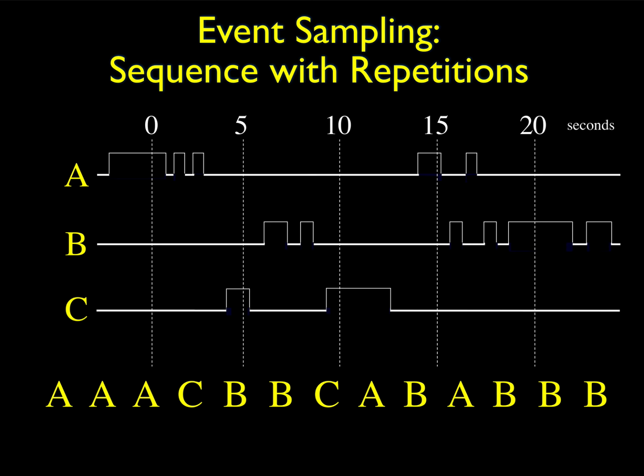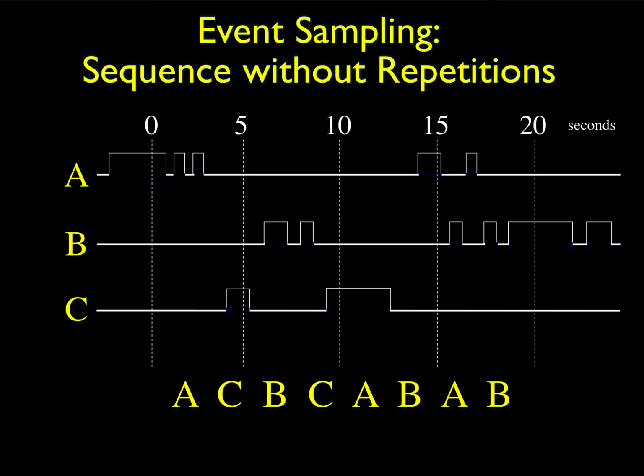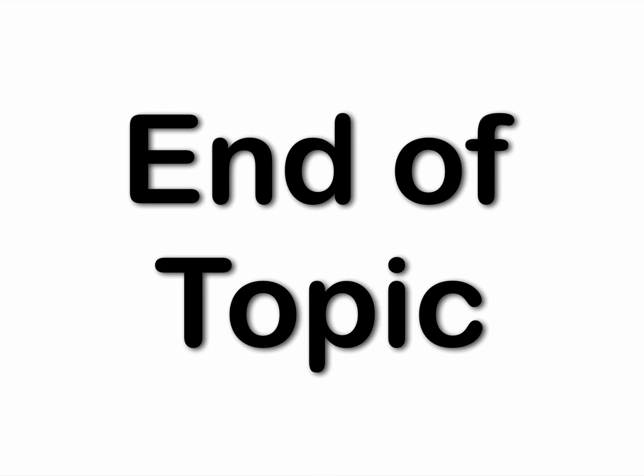Now, at some time, there might be some reason where you're not interested in a behavior following itself, so you could do a sequence without repetitions, and so you're not worried about A following itself 2 more times. So you would just do A, C, B, C, A, B, A, B, and that would be without repetitions. So those are the typical types of sampling that ethologists use when observing organisms in the field. And it's actually been applied to human observations as well.